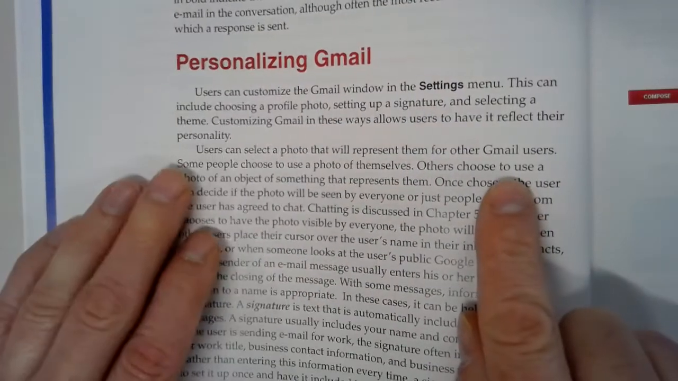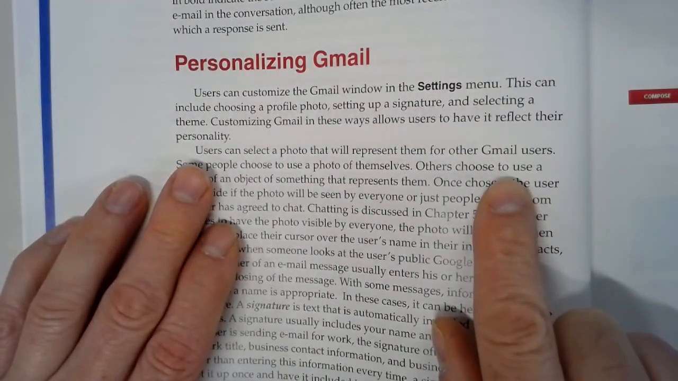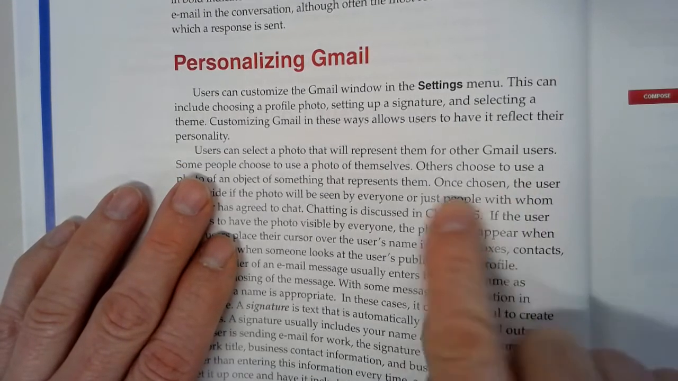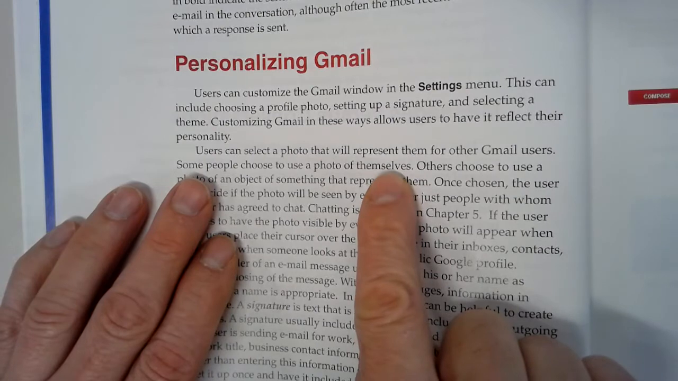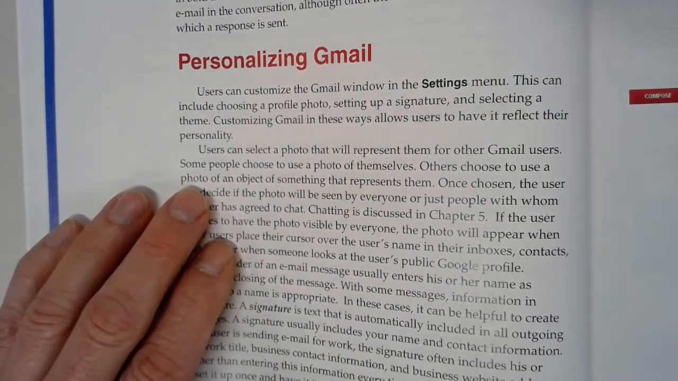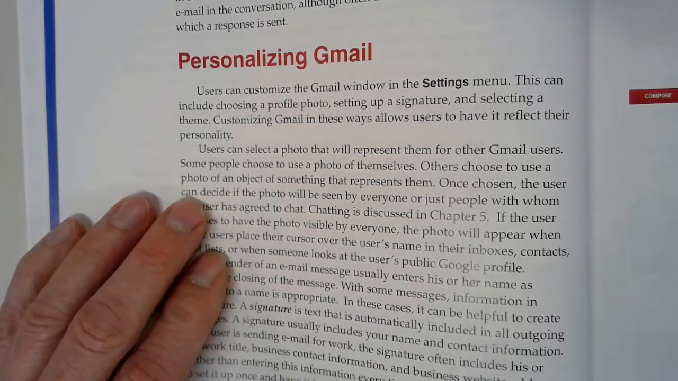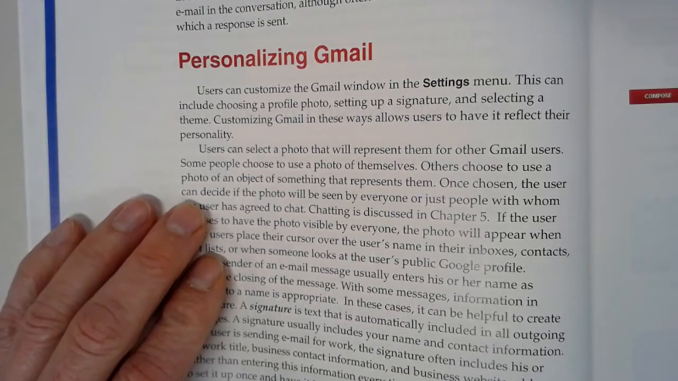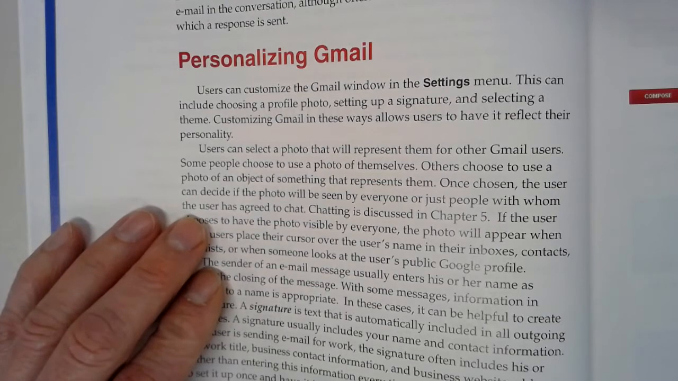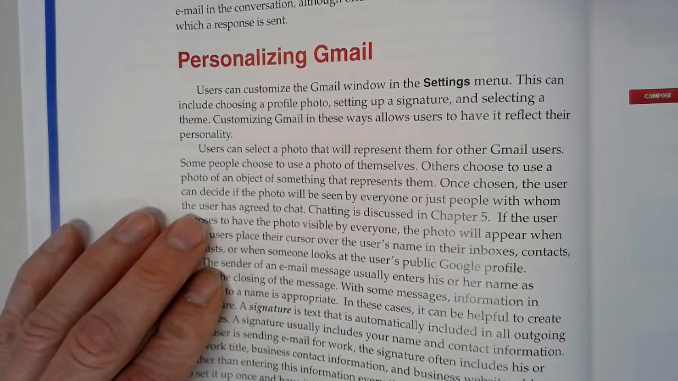Let's back up here for a moment. Users can select a photo that will represent them for other Gmail users. Some people choose to use a photo of themselves. Others choose a photo of an object or something that represents them. Once chosen, the user can decide if the photo will be seen by everyone or just people with whom the user has agreed to chat.